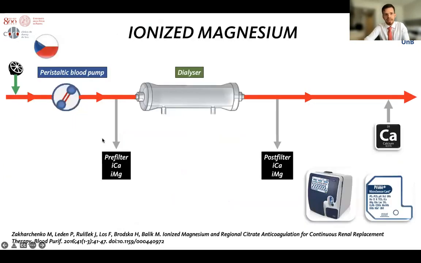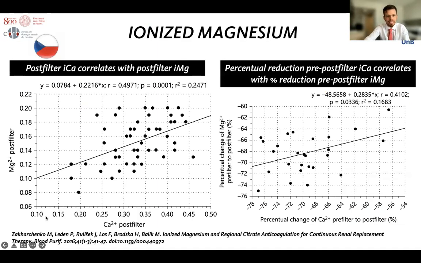And this was explored in a study performed in the Czech Republic. Here again, just as a reminder of the CRT circuit, the blood comes from left to right. Those researchers measured pre-filter ionized calcium and pre-filter ionized magnesium, and also post-filter ionized calcium and ionized magnesium. And they proved that post-filter ionized calcium correlates with post-filter ionized magnesium. Remember, both cations are divalent cations.